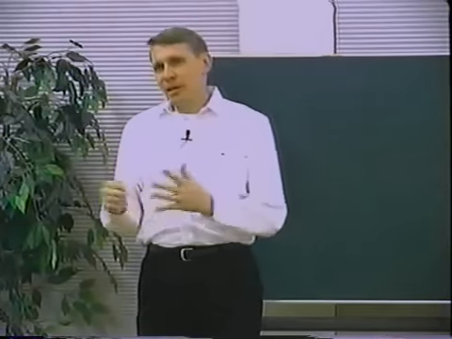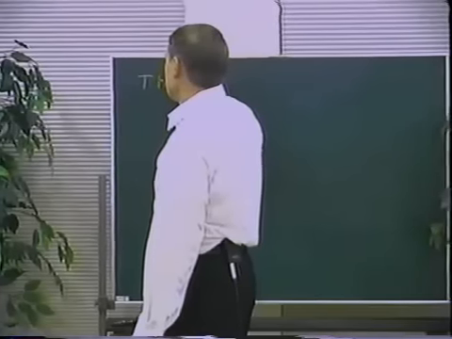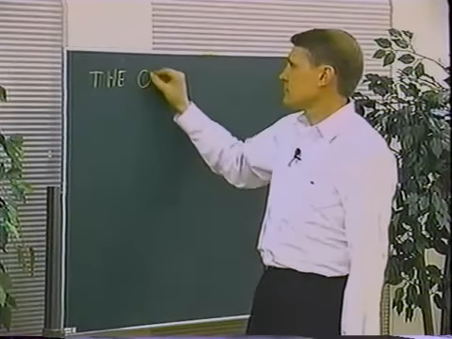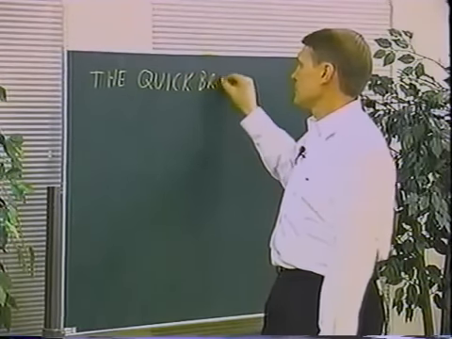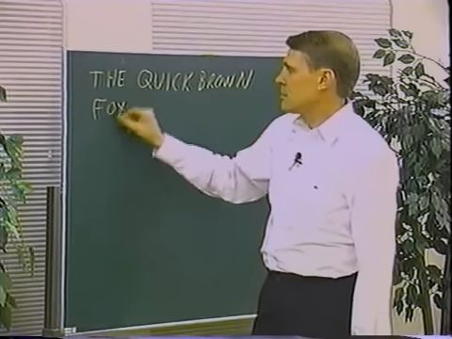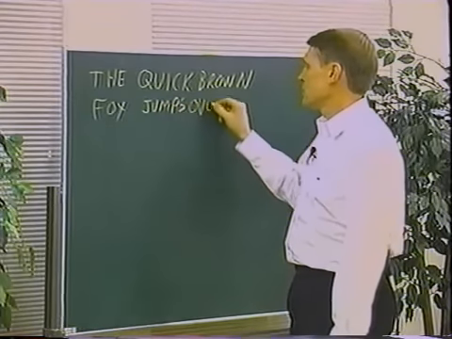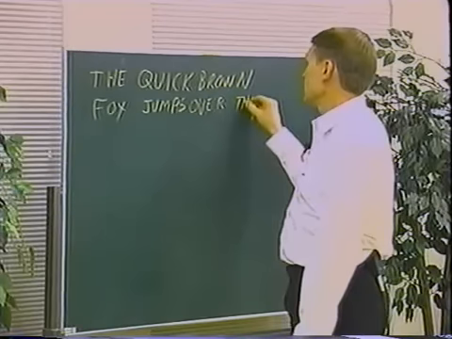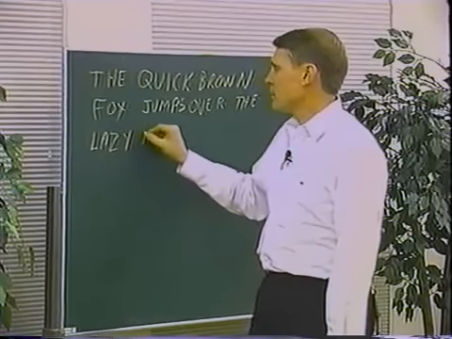All right, let's give an analogy to understand, and all analogies break down at some point, okay? But to help people understand a little bit, let's make an English sentence here. The quick brown fox jumps over the lazy dog.